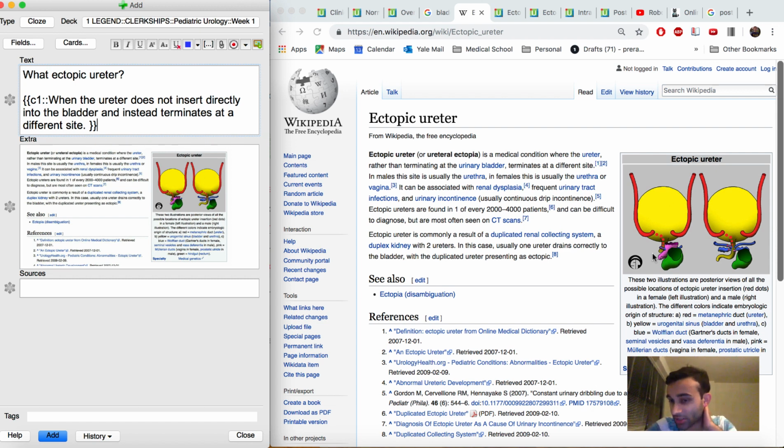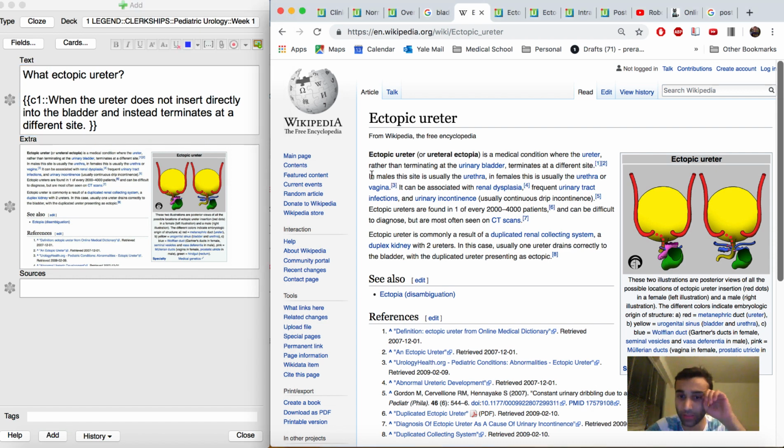And the good part is it has an awesome picture here. So it shows you usually the ureter attaches to the bladder, but if it didn't and attached somewhere along the side, like the urethra, then that would be an ectopic ureter. And so in males, this site is usually the urethra. In females, it's usually the urethra or the vagina. It can be associated with renal dysplasia, frequent UTIs, urinary incontinence. So this is just good to know.